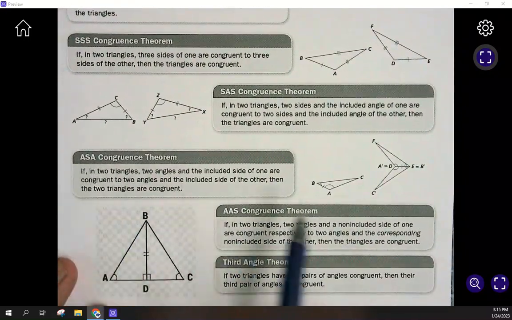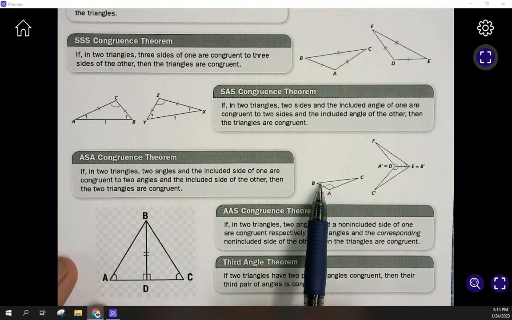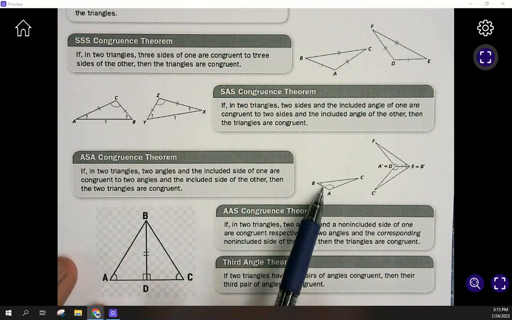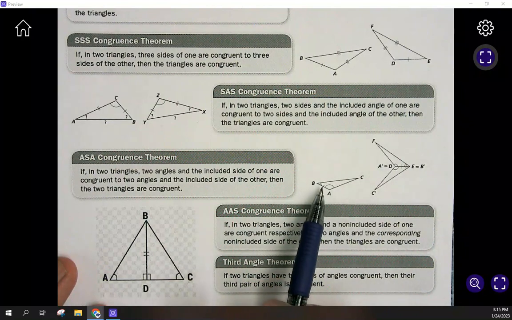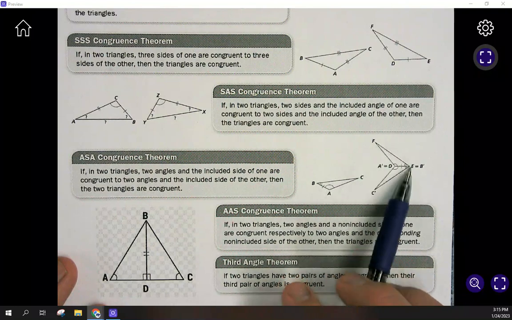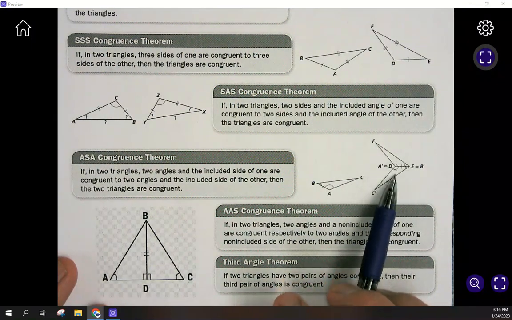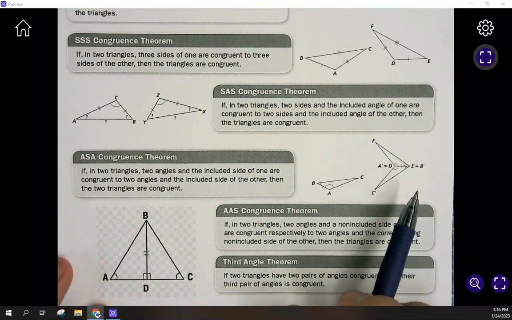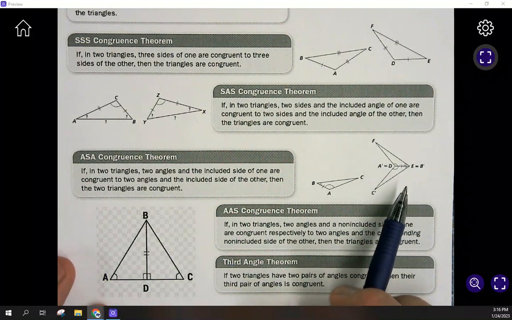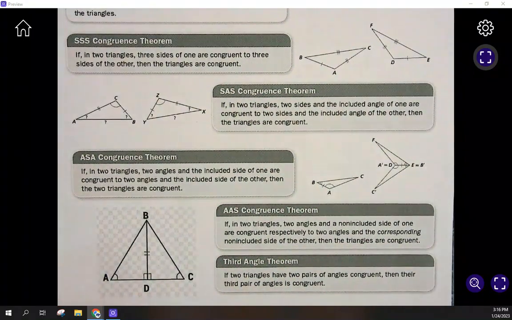We have angle side angle. Okay, so now the side is included between the angles. So it can't just be any two random angles. It's two angles and an included side. Sometimes that side is actually the same line segment. So we're going to start to look at triangles that either overlap or share a side, share an angle.